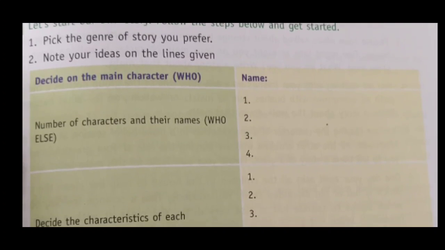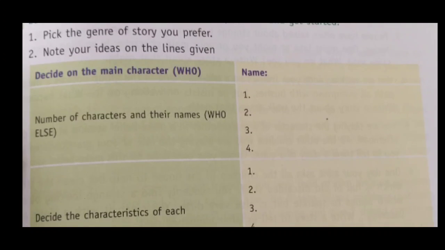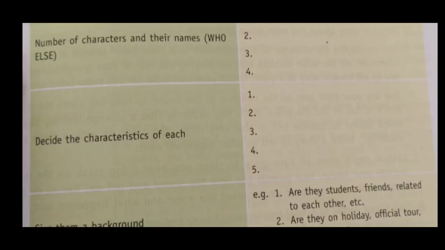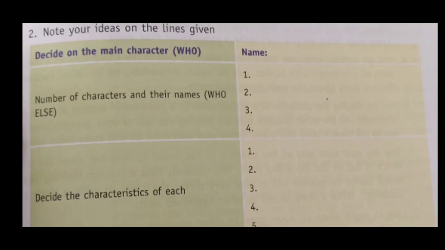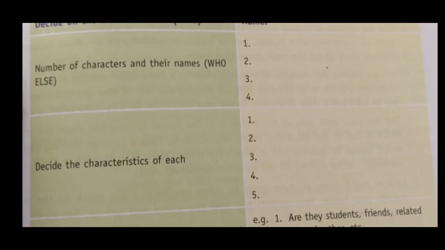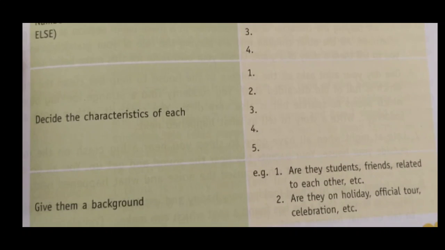So this is the way you have to plot the story, children. First you should decide the main characters, that is the number of characters in the story. Then the next one, decide the characteristics of each. So what are the characteristics of each character? That should also be mentioned and noted next. The next thing is give them a background. Give them a background means, for example, here two examples were given. First one is, are they students, friends, related to each other, etc. So what is the relationship between the characters, what background are they in this story.